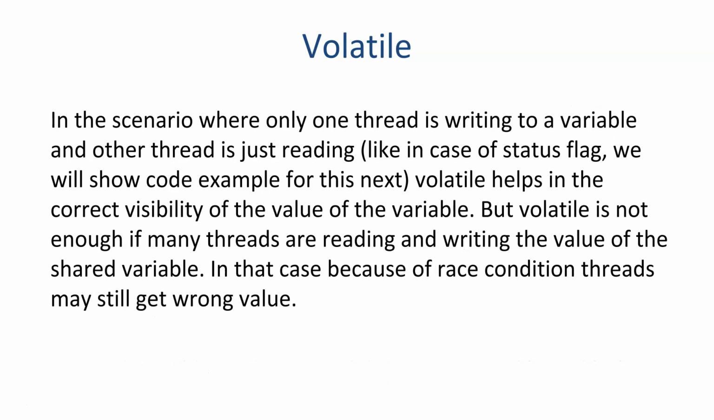So now let's look into a use case of the volatile keyword. In the scenario where one thread is writing to a variable and another thread is just reading, like in the case of a status flag, and we will show an example for this next, volatile helps in the correct visibility of the value of that variable. But volatile is not enough if many threads are reading and writing the value of the shared variable. In that case, because of a race condition, a thread may still get the wrong value.